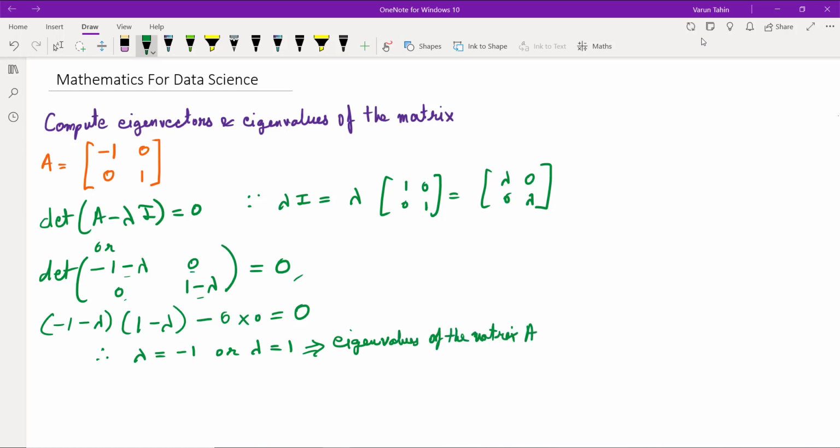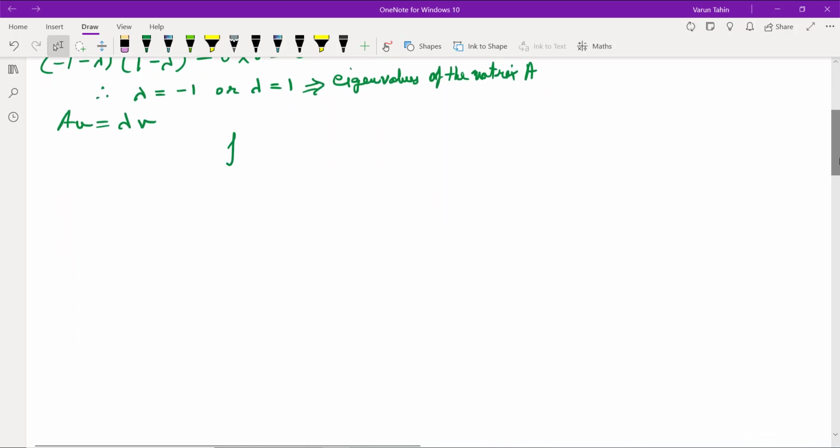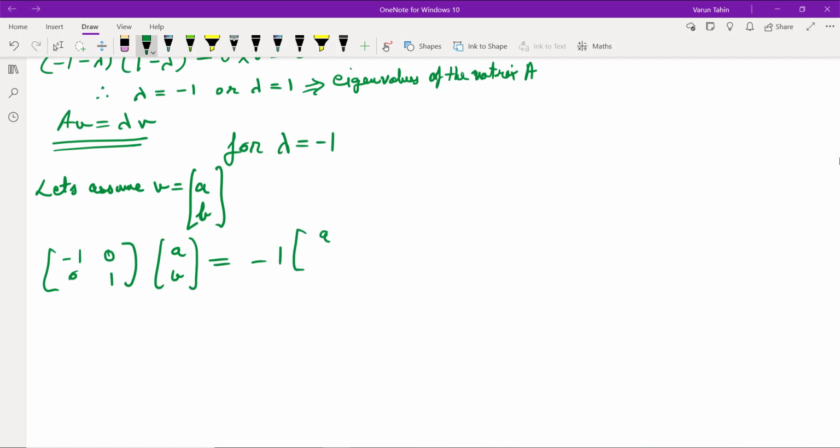Now as the next step, we equate AV equals lambda V. For lambda equals -1, we have to calculate what V is. Let's assume V as the vector A, B. Putting A and V in this equation, we get [-1, 0; 0, 1] times [A, B] equals -1 times [A, B]. When we multiply this, we get [-A, B] equals [-A, -B] on the right side.